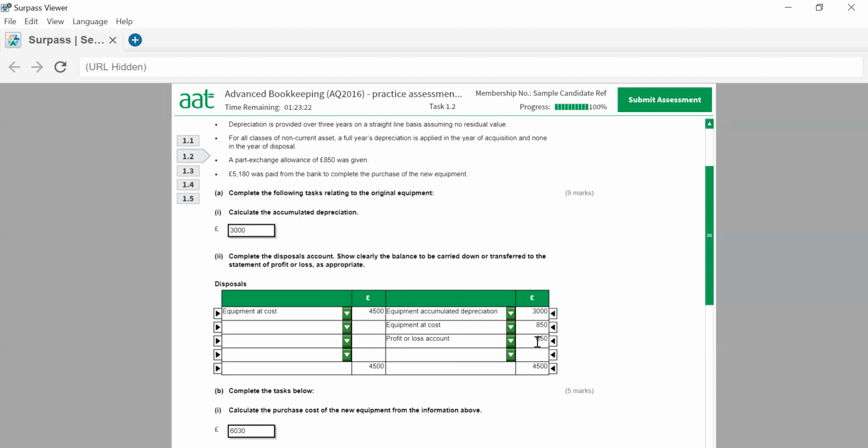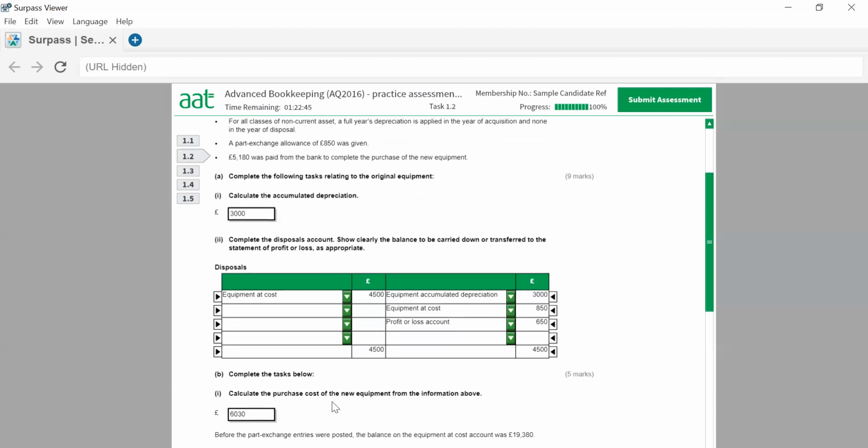Okay, so loss on disposal, 650. And that's that one. So then it says calculate the purchase cost of the new equipment from the information above. So we've got that 850 now, which is on the debit side of the equipment cost for the part exchange. And it tells us that we paid another £5,180 from the bank to complete the purchase of the new equipment. So we've got 850 part exchange on this asset that we disposed of, but we've then paid an extra 5,180. So therefore, it says calculate the cost of the new equipment from the information above.